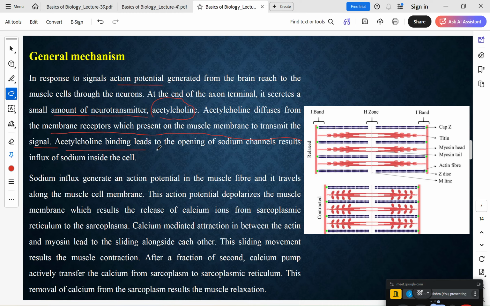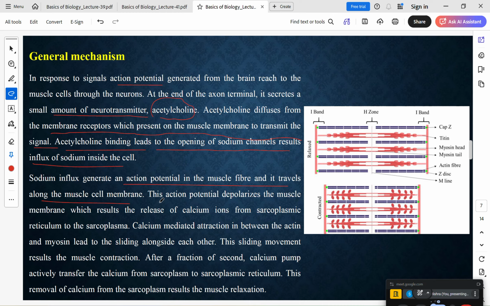Acetylcholine binding leads to opening of sodium channels, resulting in the influx of sodium inside the cell. As the sodium enters the cell, potassium ions go out of the cell. This generates an action potential in the muscle fibers and it travels along the muscle cell fiber. Stimulus by acetylcholine at one particular point triggers the generation of action potential in the nearby muscle fibers as well.